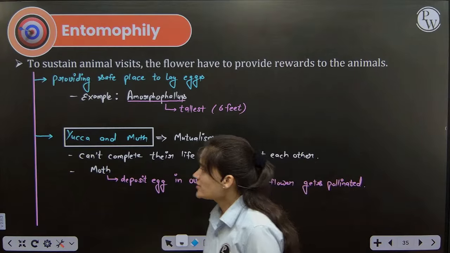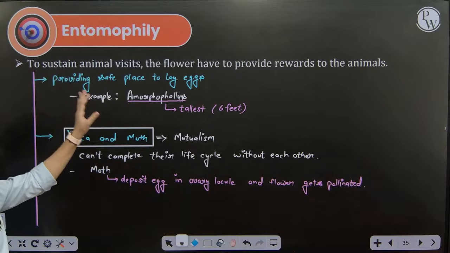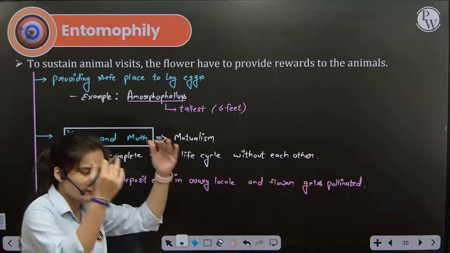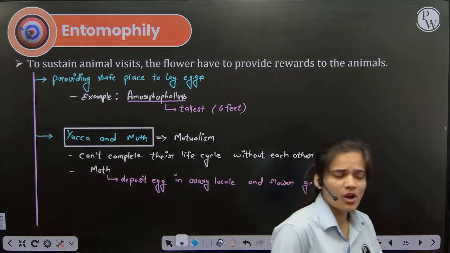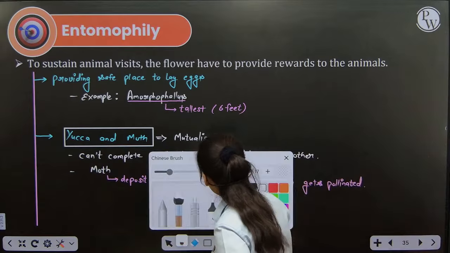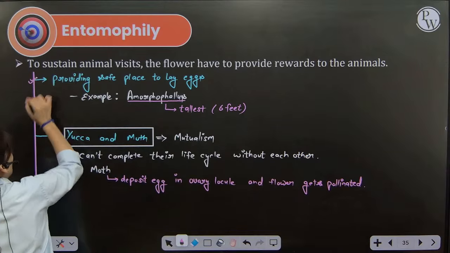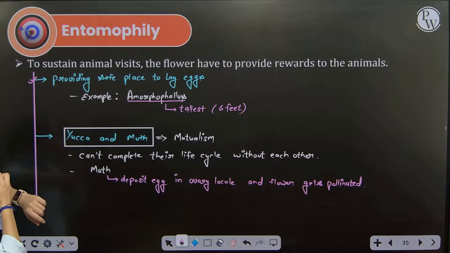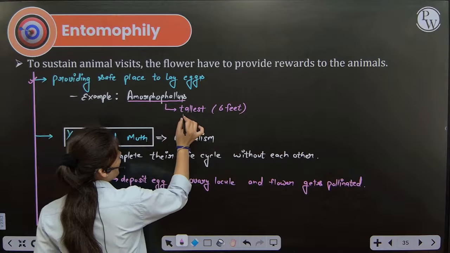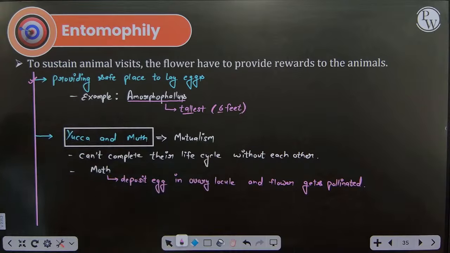In order to sustain animal visits, the flower needs to provide some reward to that animal. What can these rewards be? First, they can provide a safe place for that biotic agent to lay eggs. One example is Amorphophallus, which is one of the tallest plants, with a height of 6 feet.